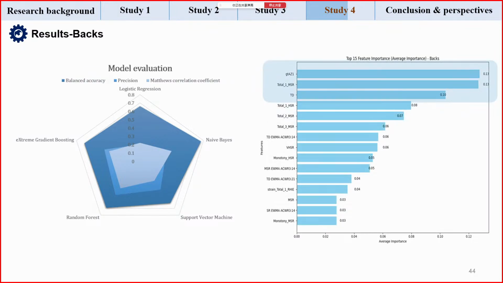Based on the feature importance, the most important features were acceleration greater than 2 meters per second squared on the day of the injury, the cumulative workload of medium speed running distance for 1 week, and total distance on the day of the injury.